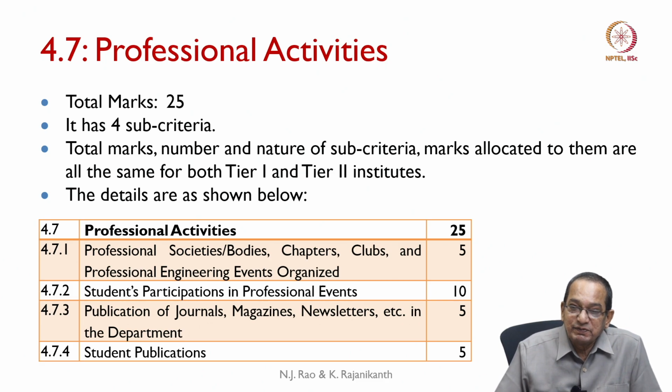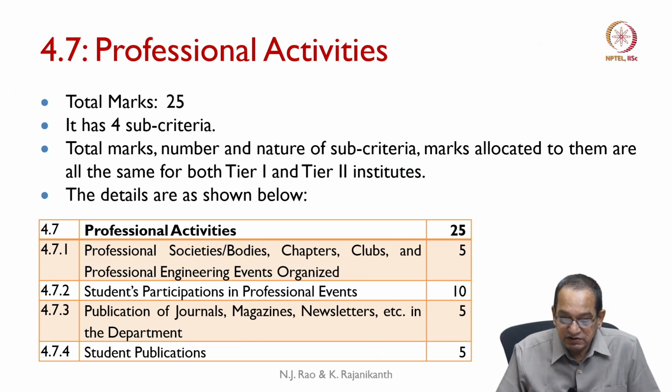However, again I repeat, regarding Tier 2, please keep looking at the NBA website updates to see if there are any changes to the evaluation guidelines. The details are as shown below. We have 4 sub-criteria. One is professional societies or bodies, chapters, clubs and professional engineering events organized. There are 5 marks. Then students' participation in professional events, 10 marks.